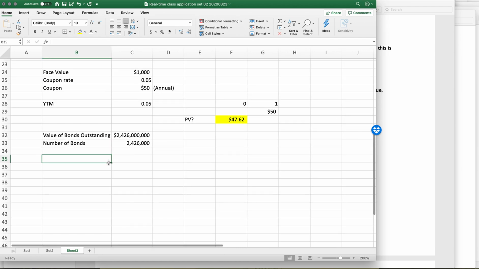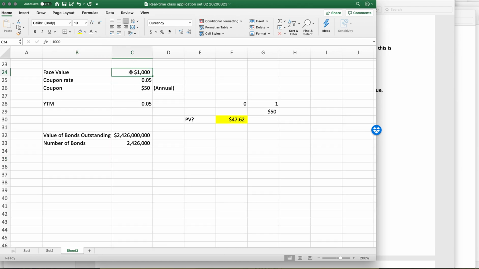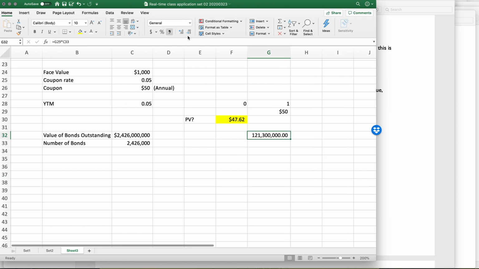Okay, so what we did was we made up a face value. We don't know what the face value of the bonds are. We used the tools that we had at hand to calculate what the payment is in year 1, and then we calculated the PV of that payment. But we know that we have $2.4 billion of bonds outstanding, and if the face value is 1,000, then that means the number of bonds is 2.4 million. And so that means that in a year, as a company, we're going to have to pay out $121 million.